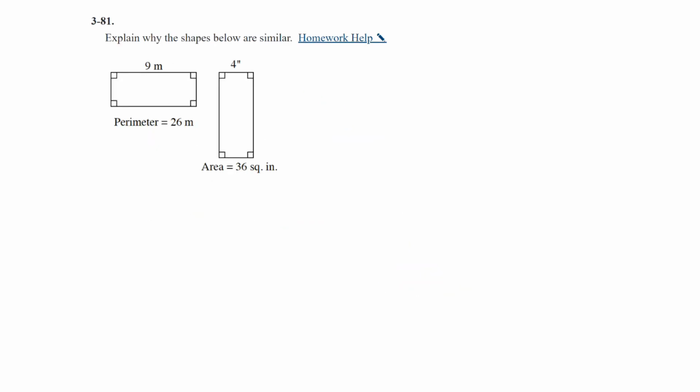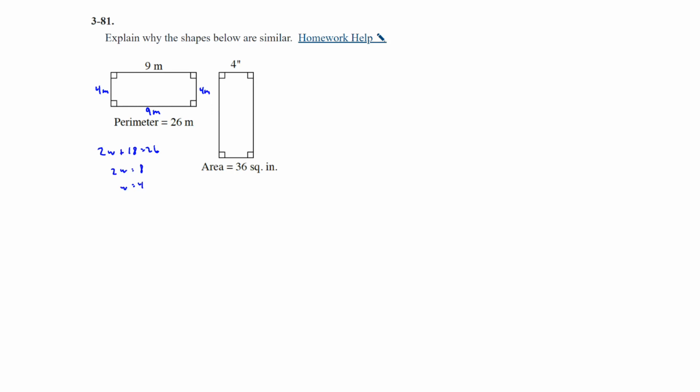Question 81. Explain why the shapes below are similar. So you'll notice that this one gives you the perimeter. If this is a rectangle by the perpendicular sides and the 4 right angles, we know this is 9 meters. And if that's 9 meters, then we can figure out what the other 2 lengths are, because the perimeter, we'll just call this W and W. That would be 2W plus 18 is equal to 26. So when you subtract, you get W is equal to 4. So we know both of these side lengths are 4 meters.